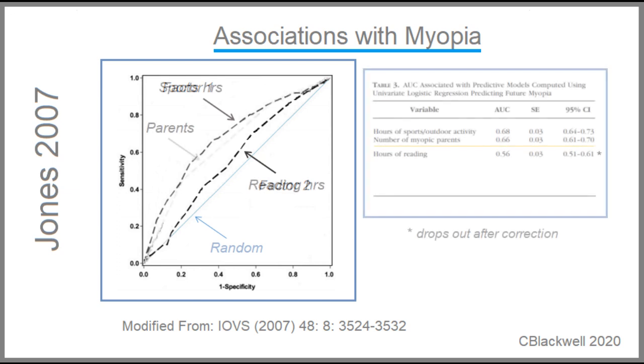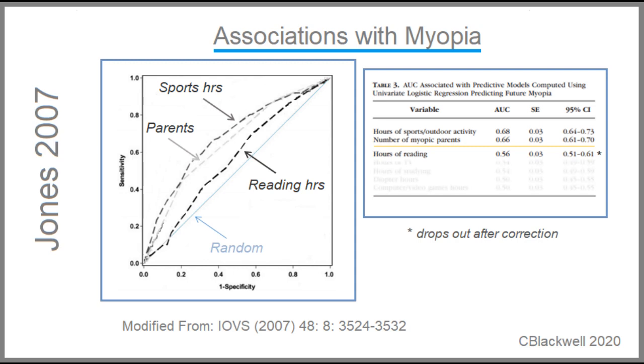In this case, both parental myopia and hours spent in sports are significantly associated with myopia development. Reading hours show a possible association, but dropped out statistically when corrected for the first two, in contrast to Saw, who found a connection with number of books read. Similar to Rose, Jones found a lack of association with TV and computer time.